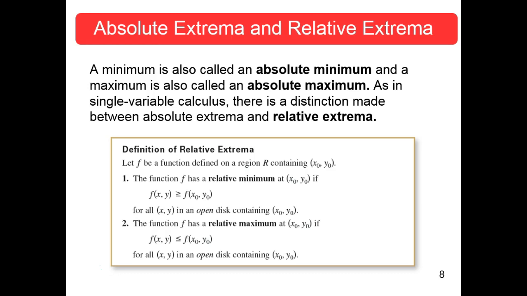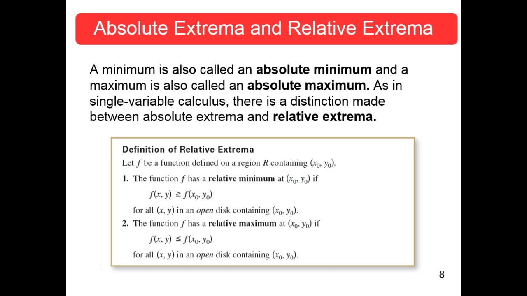For all xy on an open disk, not a closed disk, containing x0, y0. Now what that means is none of your boundary values are going to be included in this. So the function has a relative minimum there if that's true for everything in the open disk containing that point. Maybe one of the boundary values may be less, but that doesn't matter.